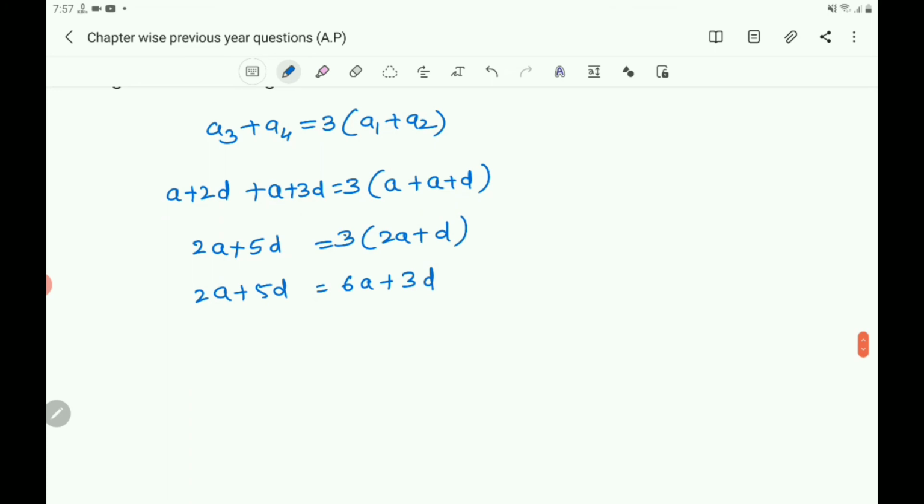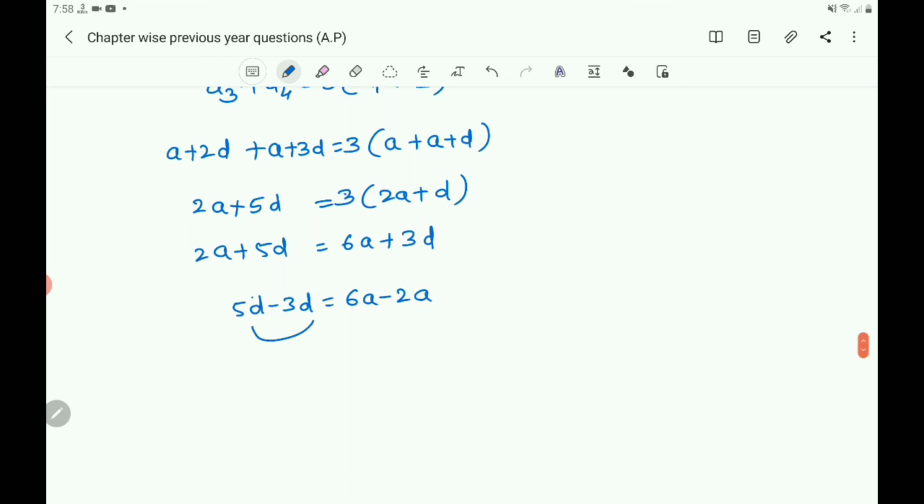Then bring A together and D together. Here this 6A is greater, so you take this towards this, and becomes 5D minus 3D equals 6A minus 2A, and 5D minus 3D is 2D, 6A minus 2A is 4A, so D is equals to 4A by 2, that becomes 2A. So you got one relation, D equals 2A. Consider this is the first one.